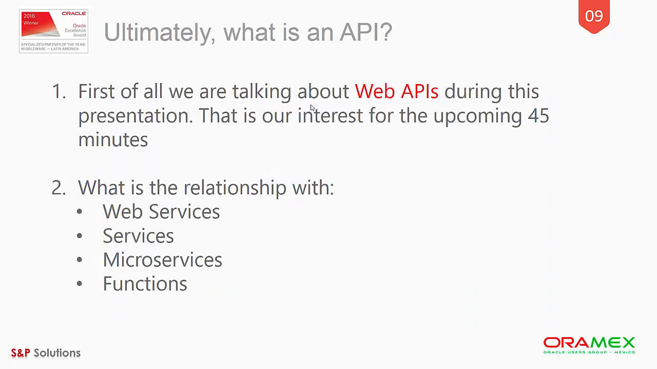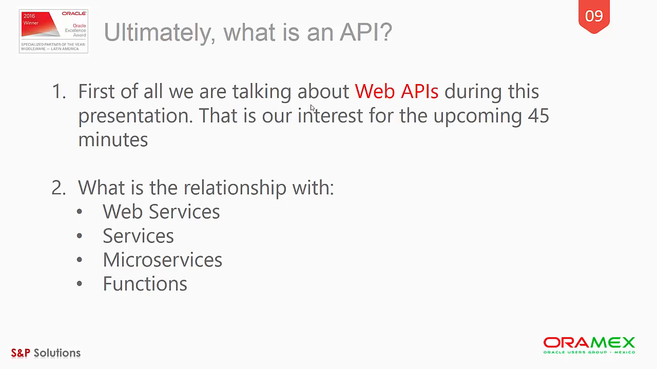But ultimately, what is an API? What can we say about web APIs? We are not going to deliver a definition about it, because there are many definitions that you can actually find on the internet. That is not our objective, but what we are going to do is to complement that definition. And while we complement that definition, we can say that an API is a product, and that is exactly what we are trying to highlight in these slides.